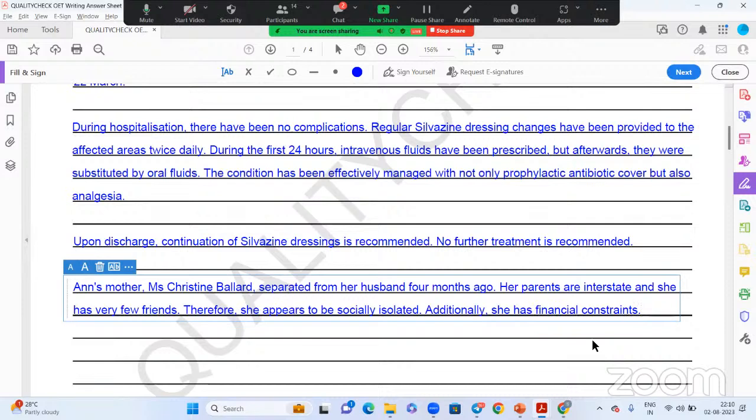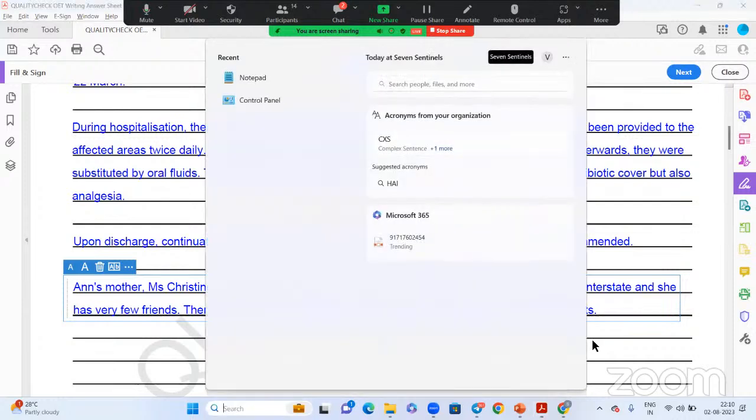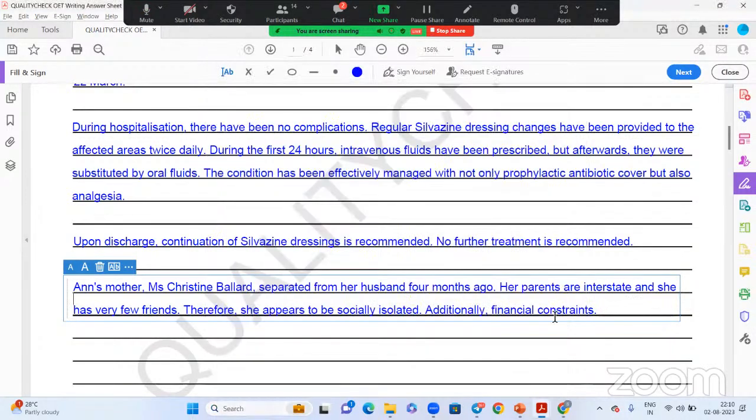Now, I don't want you to use she. Do this. It is nonsense. You are Simon Sir's students. Remember that. You are Grandmaster class students. Additionally, financial constraints have been notified or noticed.